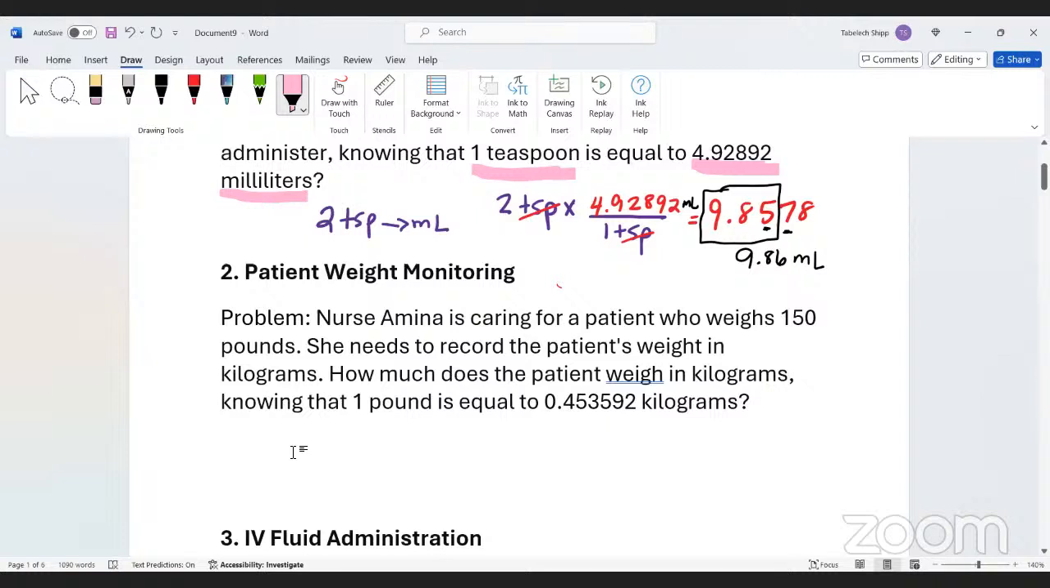All right, in question number 2, it says, Nurse Amina is caring for a patient who weighs 150 pounds. She needs to record the patient's weight in kilograms. How much does the patient weigh in kilograms?